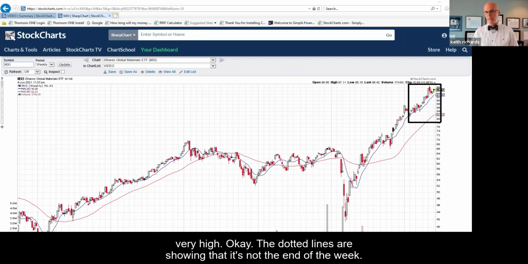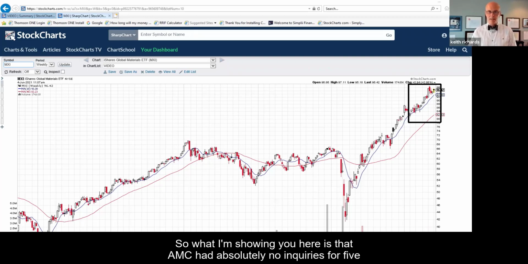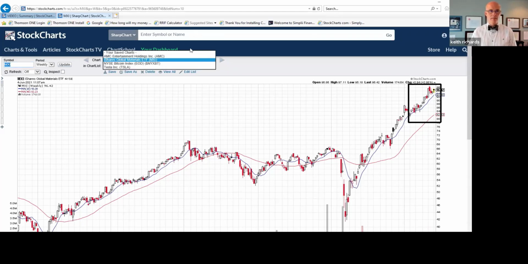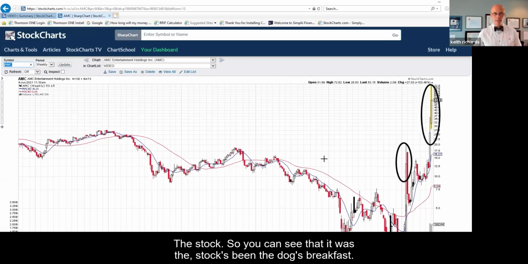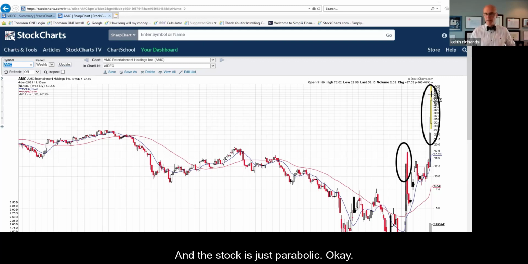Okay, the dotted lines are showing that it's not the end of a week. They do it by the week. So what I'm showing you here is that AMC had absolutely no inquiries for 5 years, and suddenly everybody's all over AMC. And this lines up with the stock. So you can see that the stock's been the dog's breakfast, and then remember that first peak in inquiries, early 2021, January, February, you got a spike in the stock. It did fall. You saw the inquiries fell a bit. And now we're having another resurgence, as you just saw, in inquiries, and the stock is just parabolic, okay?